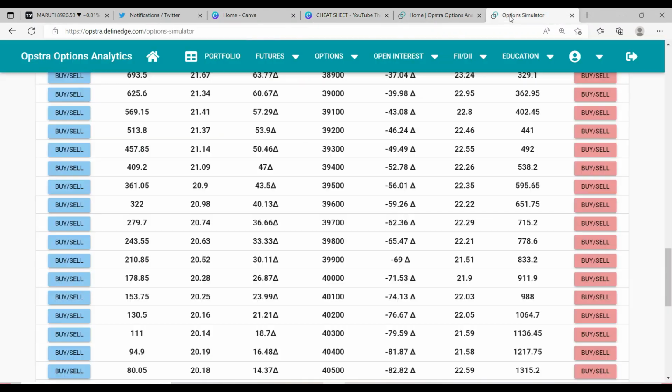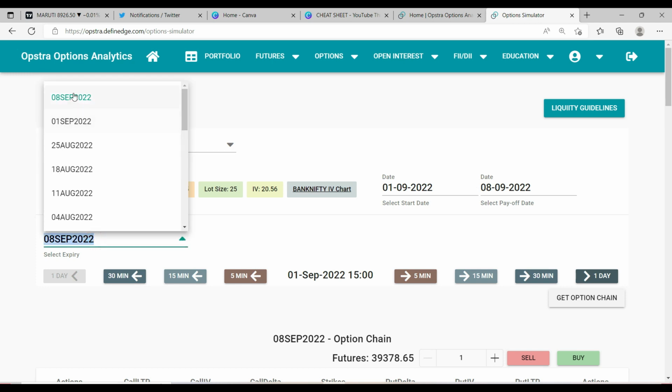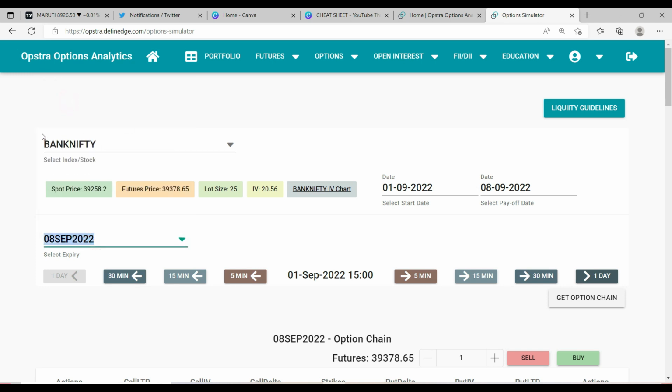So let me take you to Opstra. Okay, at Opstra I'm in the simulator section. I'll be getting this done on the 8th September expiry. This is the latest week. I'm doing it on Bank Nifty. 1st of September is the start date and 8th is the last date.